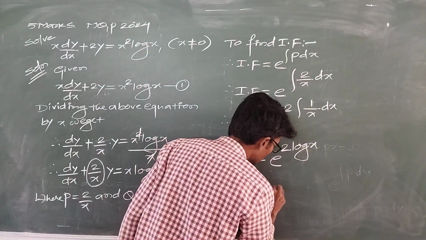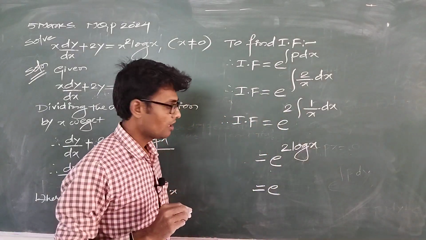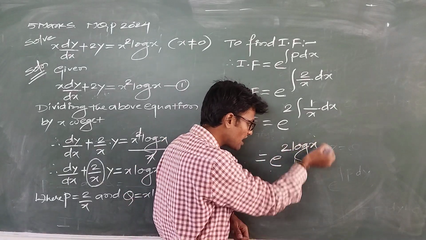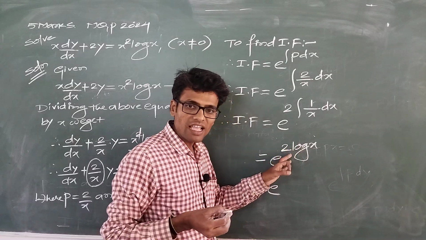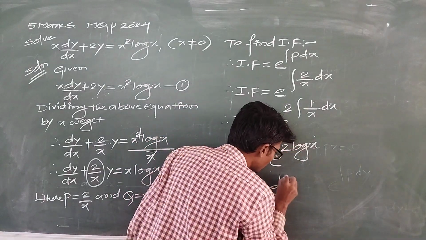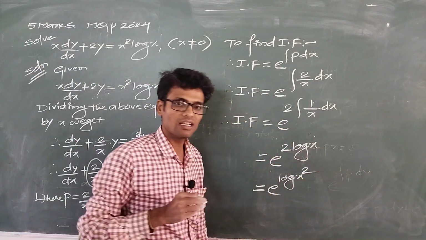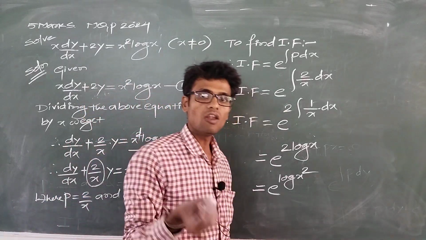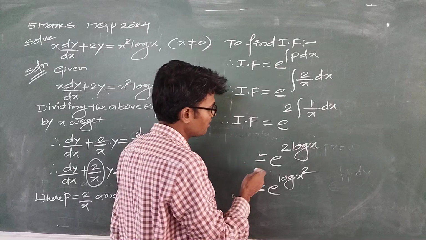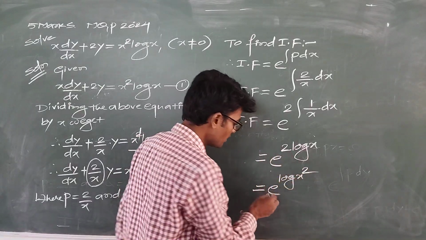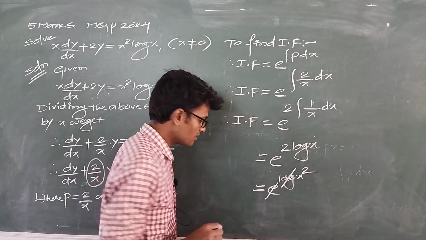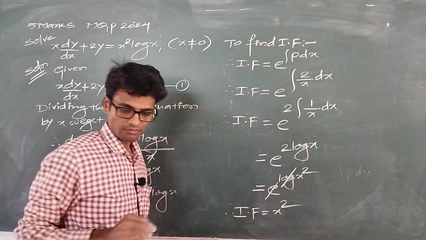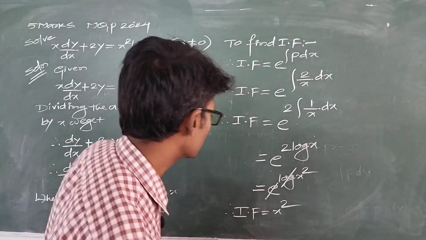Now by using the third property of logarithm, n into log m equals log m raised to n, I write 2 into log x as log x square. Now the exponential and logarithm get cancelled. So I.F. is equal to x square. Here the integrating factor is x square.